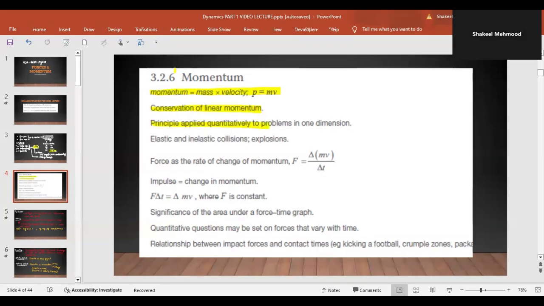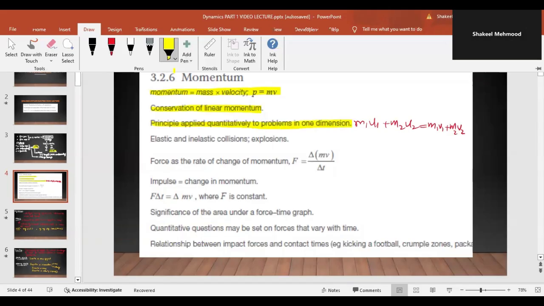The principle is applied quantitatively to problems in one dimension, and every one of you is aware of this equation: m1 u1 plus m2 u2 equals m1 v1 plus m2 v2. So you're already aware of that. So we have to use these equations as well, and then we have to look for the types of momentum, types of collision.